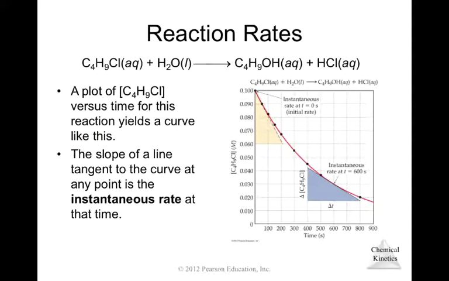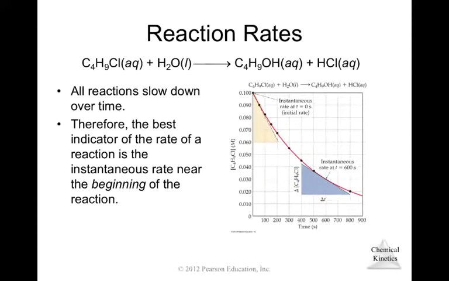If we look at a plot of this versus time, we see that we get a curve like this, which is what you'd expect, because it's getting slower as time moves on. It's not a straight linear relationship. And so the slope of a line tangent to this curve at any point is its instantaneous rate. And since reaction rates change over time, the best place to get the reaction rate is the beginning of the reaction. That's going to be the most accurate spot to get a predictable rate.